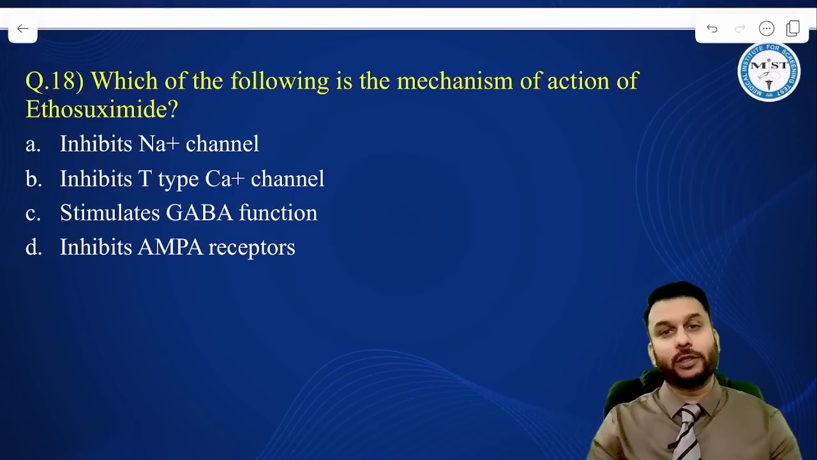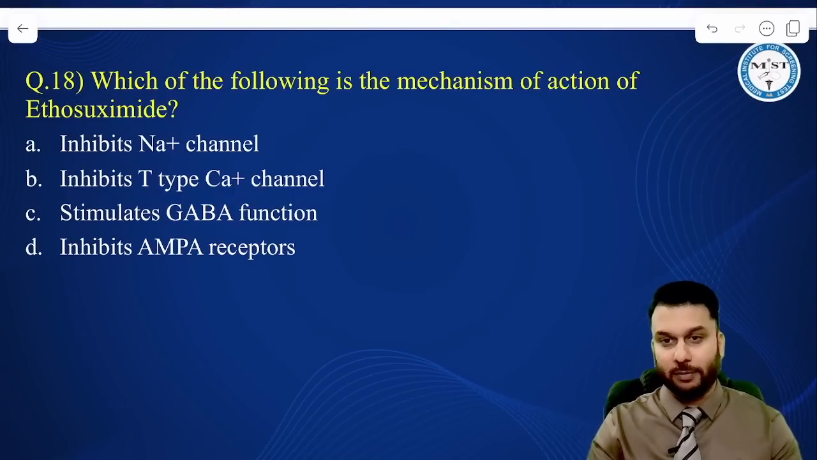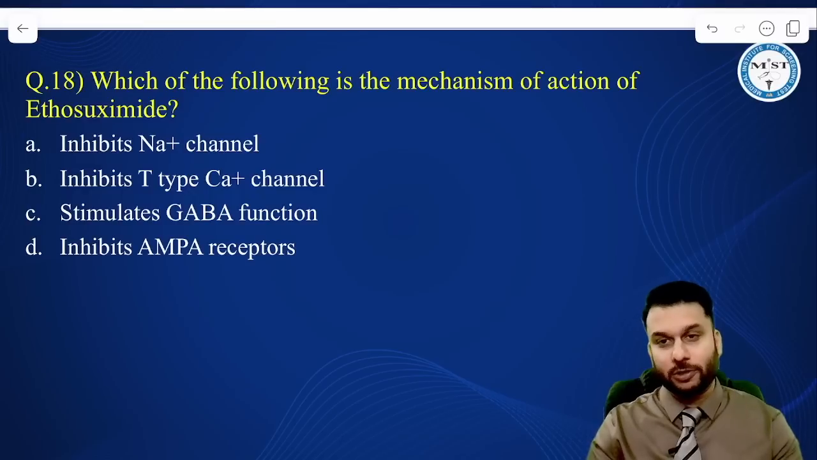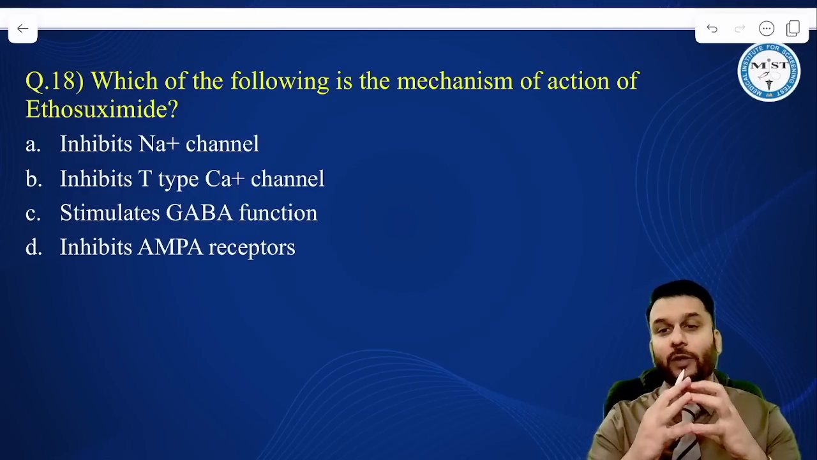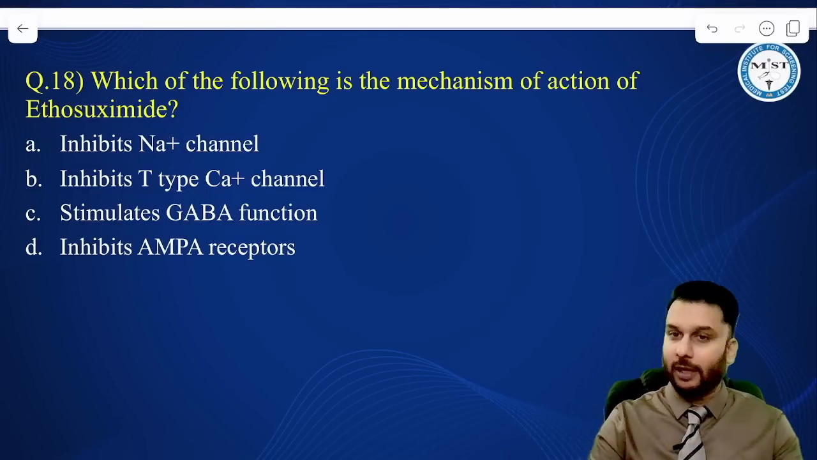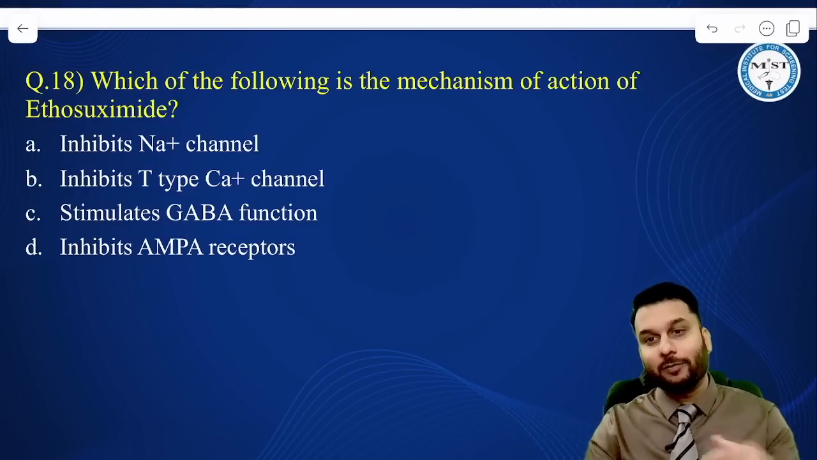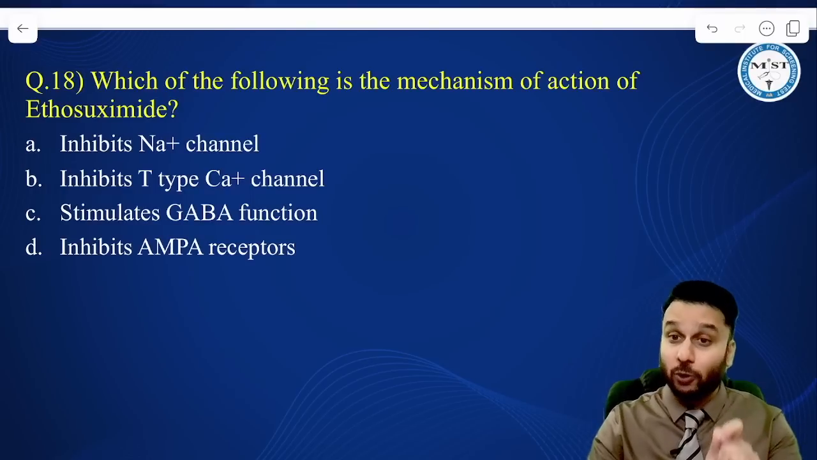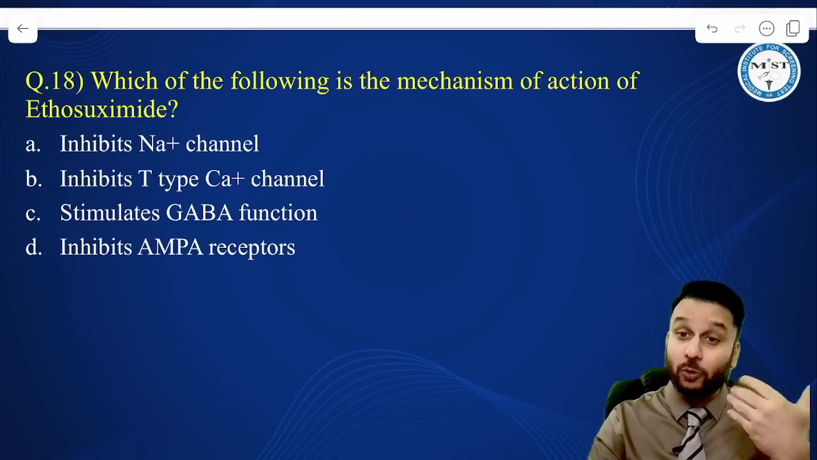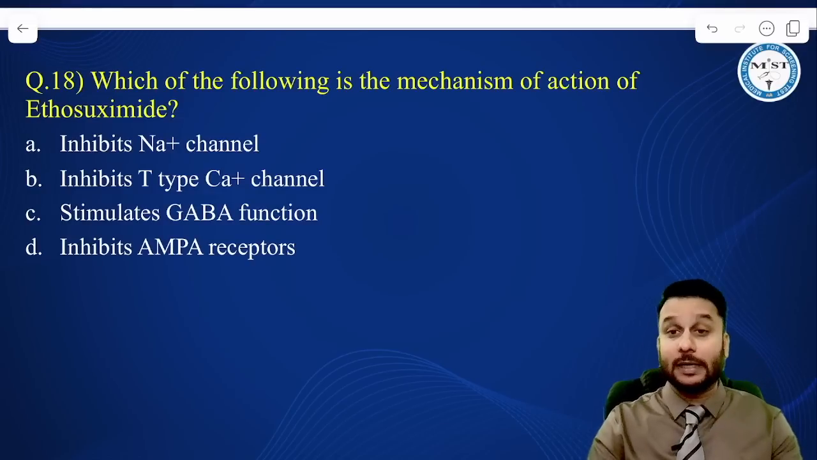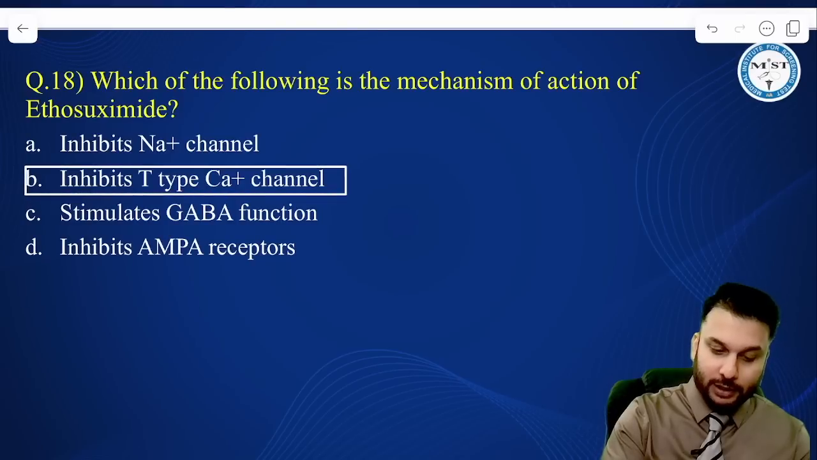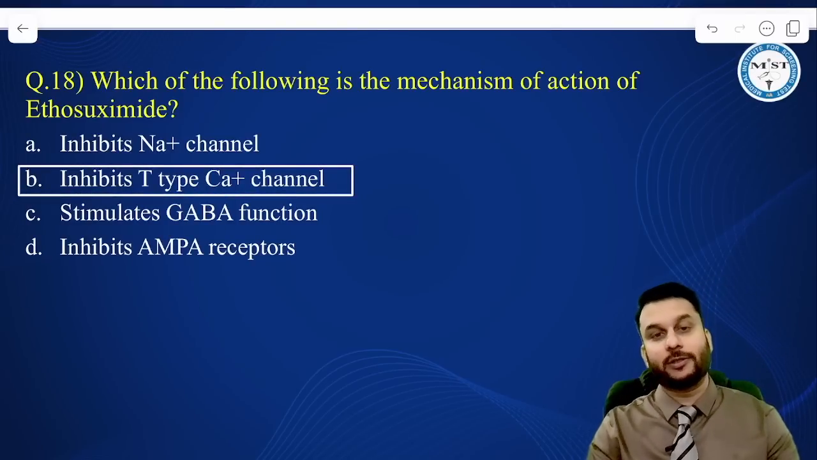Next, which of the following is the mechanism of action of ethosuximide? Doctors, when we learned epilepsy, you can look at the first page of the notes itself. We have learned we are going to block certain ions in epilepsy. A drug that blocks mainly calcium channels only is a drug called ethosuximide. And we use ethosuximide in something known as absence seizures. So this blocks the T type of calcium channels.